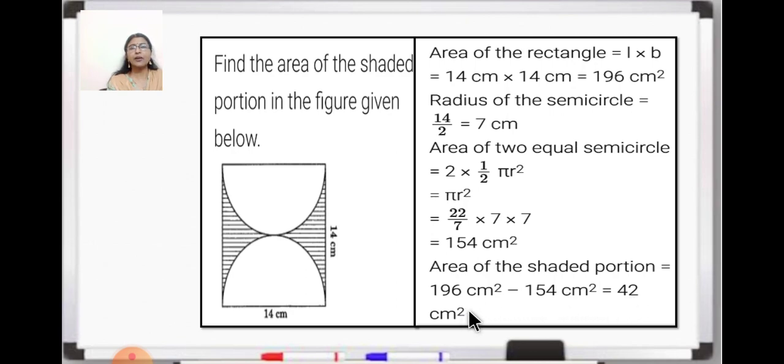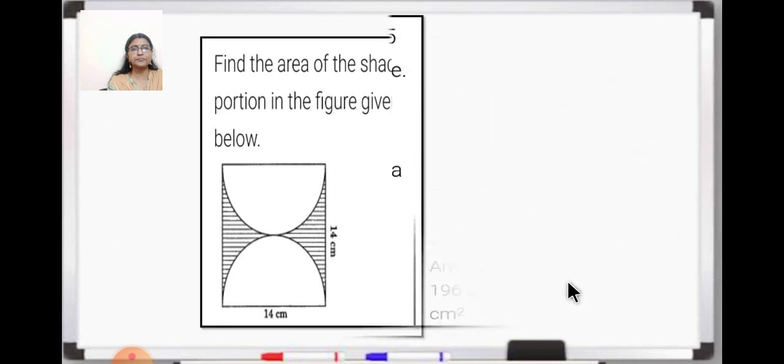So there will be 4 options given. You will select this option as your answer.